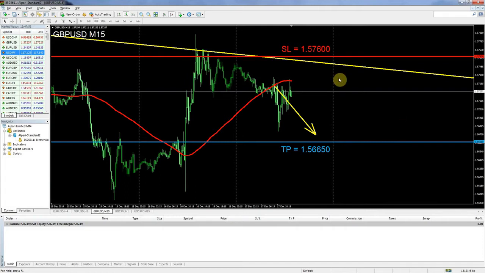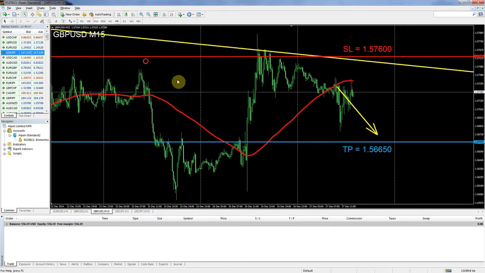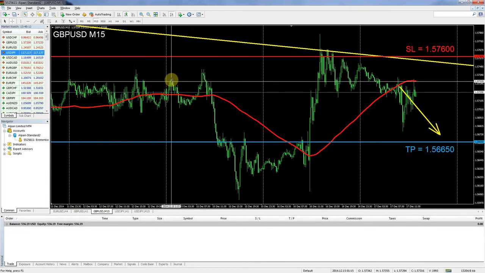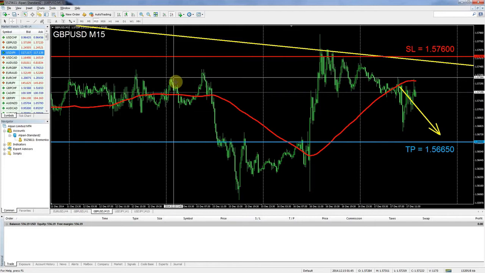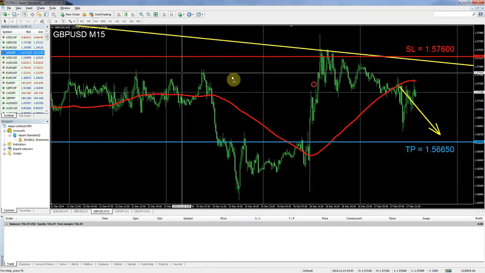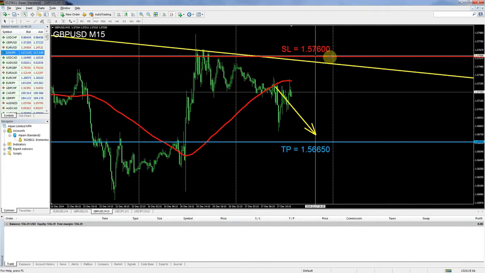I have already chosen the take profit and stop loss. The stop loss we usually set just above the channel level, and we've also got some quite strong resistance levels over here. As you can see, the price was very uncertain around this level, around 1.57300 and 1.57400. So as long as we set it above there, we should be in the safe zone.